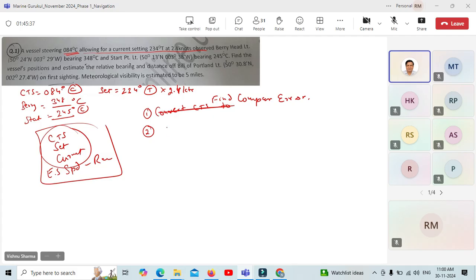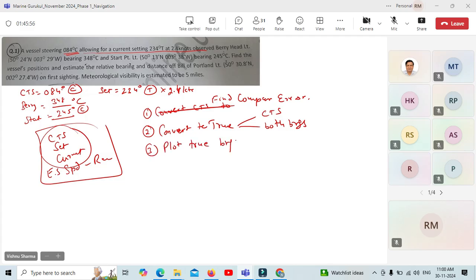Once you get the compass error, convert to true what? CTS and both bearings. Convert them to true. Three: plot true bearings to get the vessel's fix. See, this question is only to confuse you, nothing else. Will you be able to get the fix of the vessel when you plot Start Point and Berry Head true bearings? Yes or no? Correct. Yes, sir.